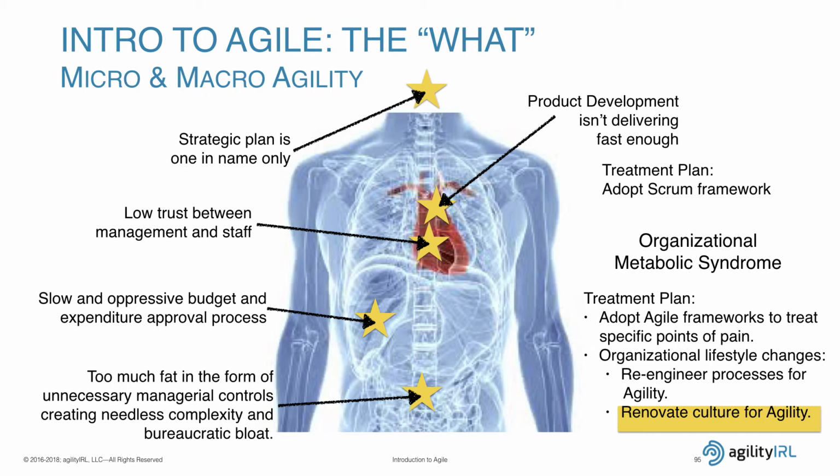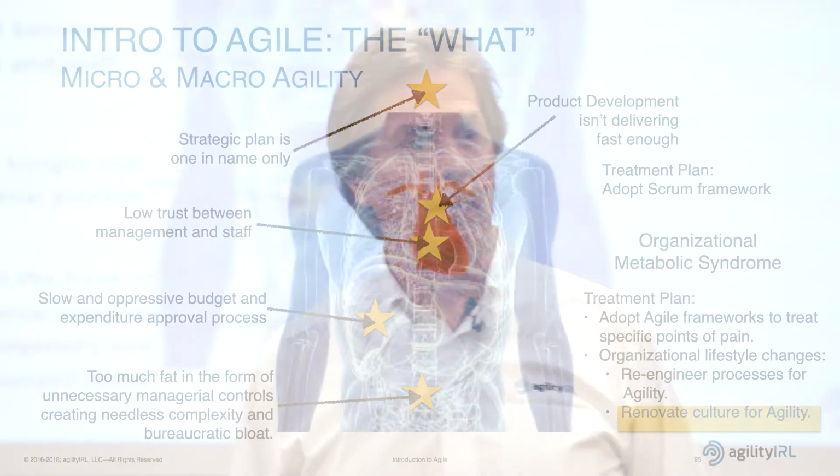So now you call in a higher caliber. Maybe you go for some marquee consultants, some McKinseys or BCGs or something like that. And they come back in and they say, well, you know what? You got all kinds of problems. Because in addition to the product delivery, your strategic plan is one in name only. There's low trust between management and staff. Your budgeting process and how you approve expenditures is an exercise in pain. It's more of an endurance test. And you're carrying way too much fat in the form of unnecessary managerial controls and needless complexity and bureaucratic bloat around your belly.